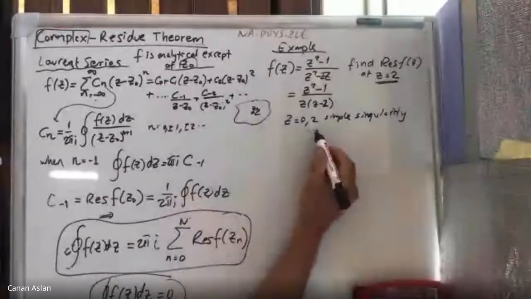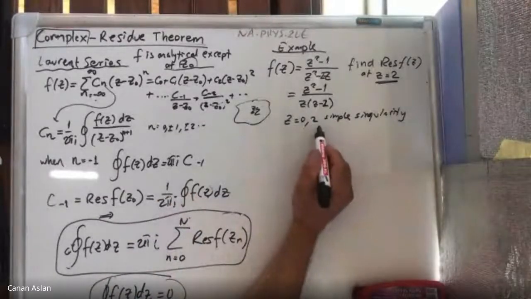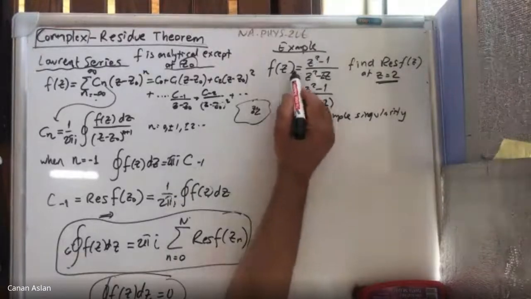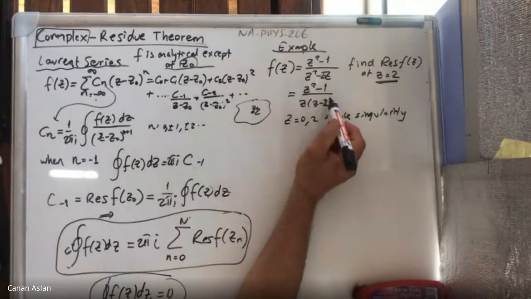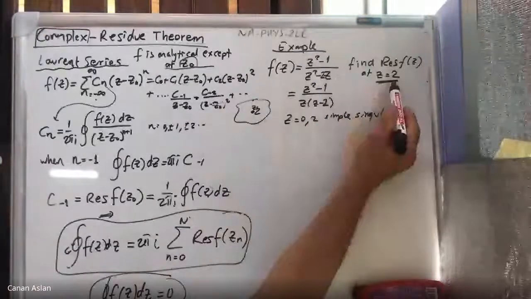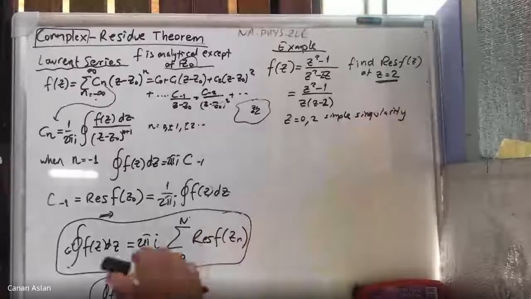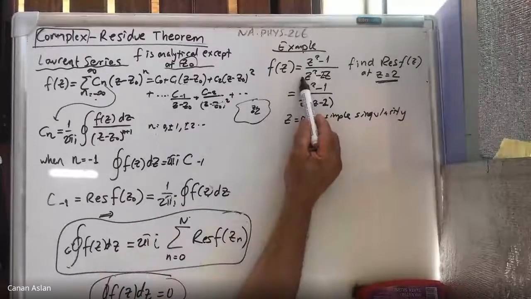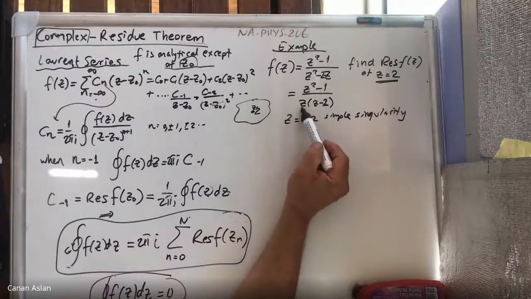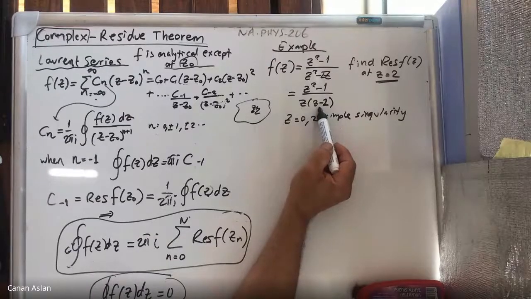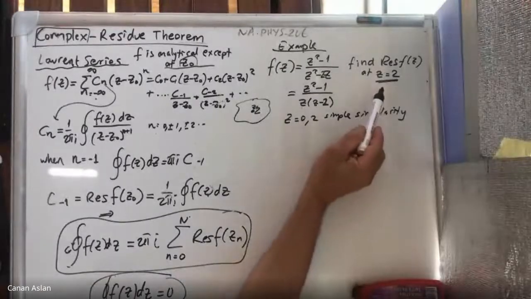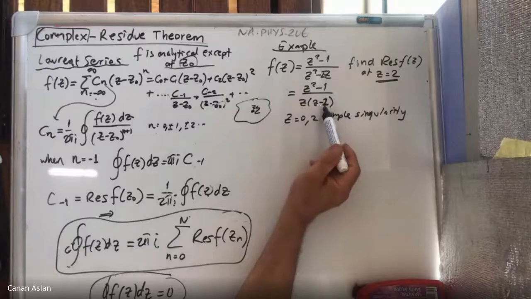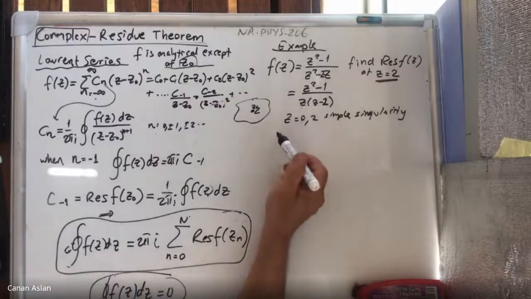Hello. Okay, so we continue with this problem. The function is given as (z² - 1)/(z² - 2z), and we would like to find the residue of this function at z = 2. If we factor out z from the denominator, we see that z = 0 and z = 2 make it 0. These are simple singularities, isolated singularities, and at z = 2 we would like to calculate the residue of this function.